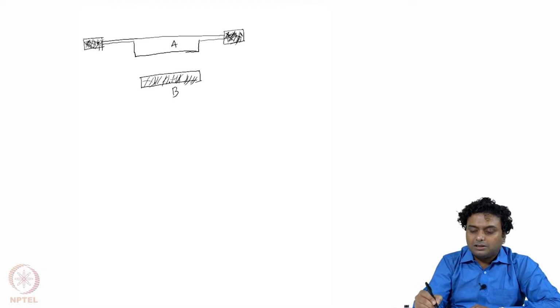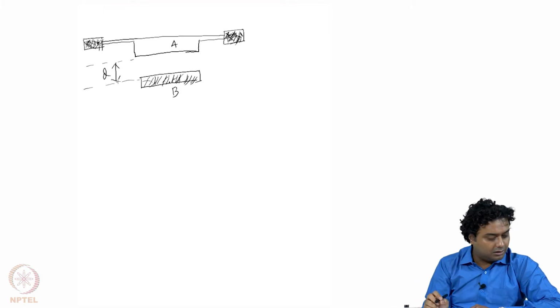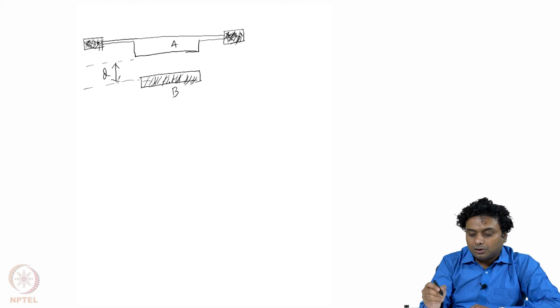Okay. At present there is no electrostatic force, these are not electrically connected, so there is no force, and the plate A is in its original position, and let us say the gap between these two plates is d. Okay. Now, what we do, we connect electric potential to this. So, let us see what happens.